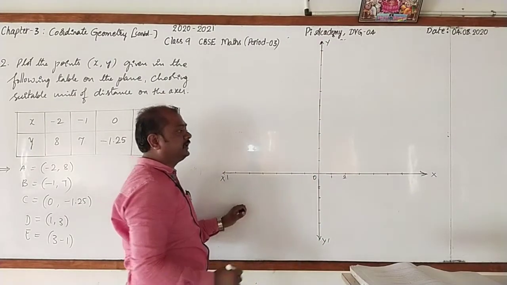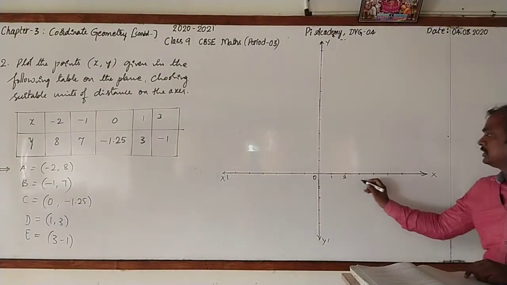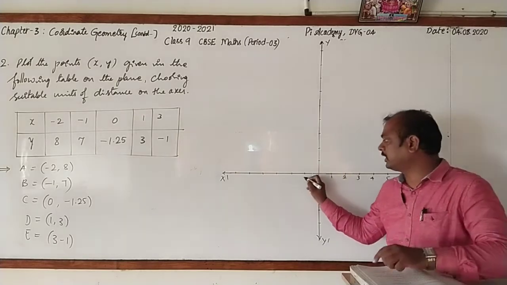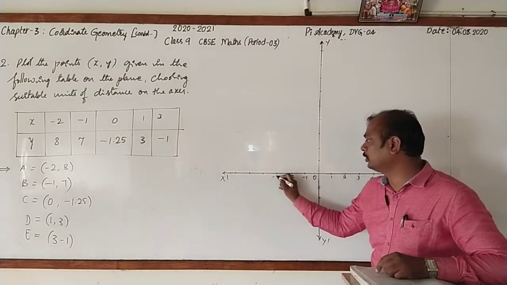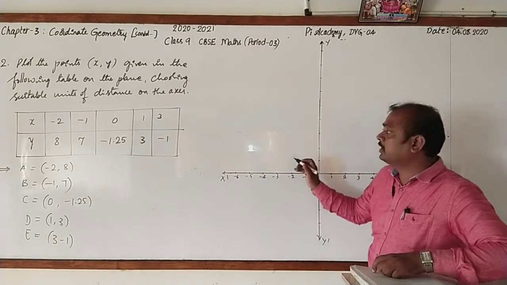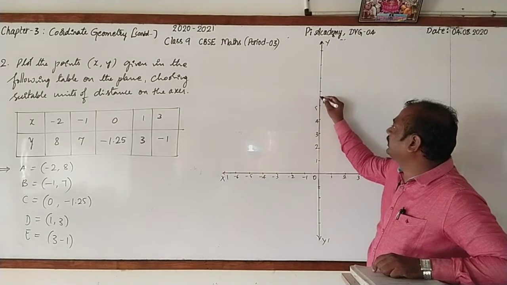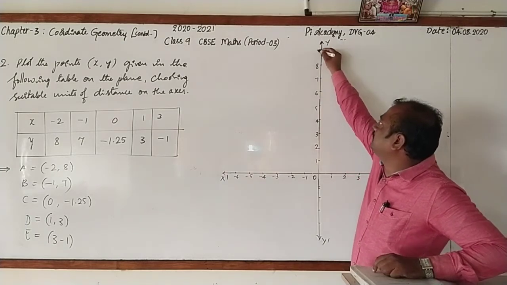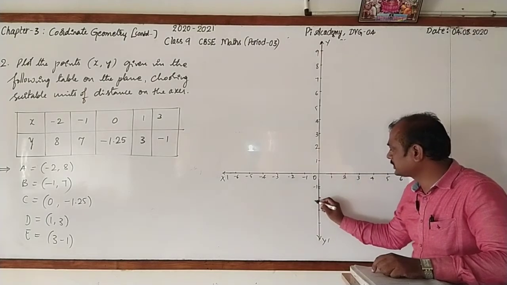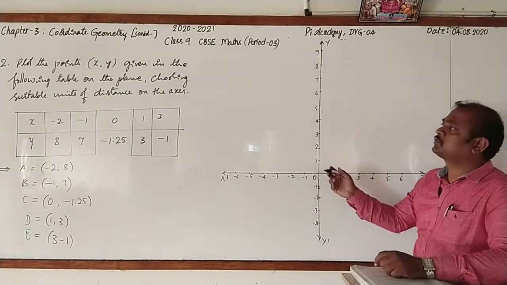Let us go for writing the numbers. Look here. The right side of 0 is positive: 1, 2, 3, 4, 5, 6. The left side is negative: minus 1, minus 2, minus 3, minus 4, minus 5, minus 6. Above 0 is positive: 1, 2, 3, 4, 5, 6, 7, 8, 9. Below 0 is negative: minus 1, minus 2, minus 3, and minus 4. Let us go for locating them.